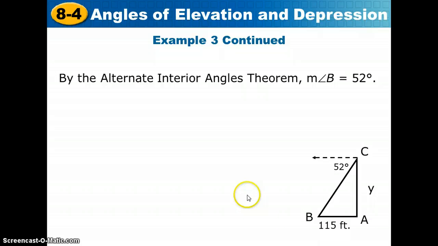Well, by the alternate interior angles theorem, angle B would also be 52 degrees. The bottom of the crevice is parallel to this line of sight, this horizontal line across the top. So this 52 degree angle would be the same as this 52 degree angle because they're alternate interior angles.